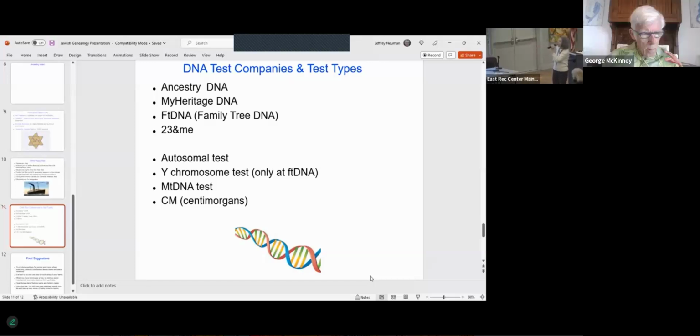And only FTDNA does the Y chromosome test. And I think the same thing is true for the mtDNA test, which is the mother's line, going way back.